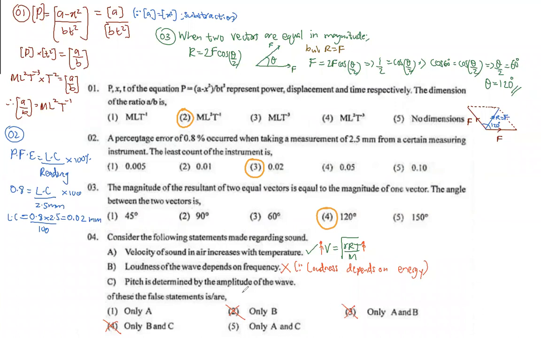Pitch is determined by the amplitude of the wave. That is also wrong. Who determines the pitch? Pitch depends on frequency. When I say loudness depends on energy, or in other words, amplitude. Energy depends on amplitude, right? Simple. Therefore, the answer for this part is going to be 1.